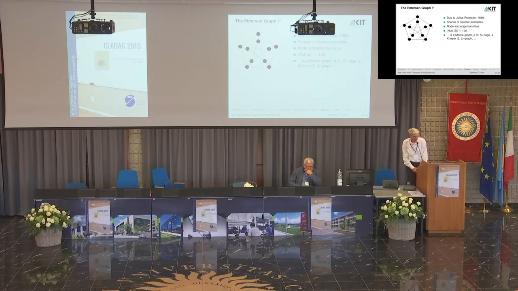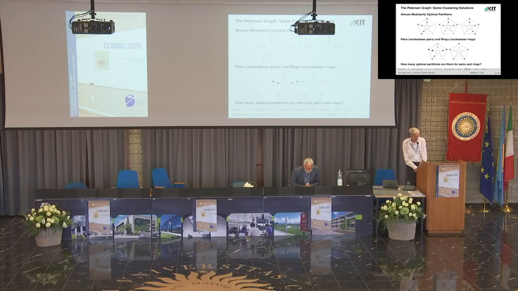My second toy example is the Petersen graph, and the whole point is that the Petersen graph can be clustered. Basically, we have analyzed three solutions: the almost modularity optimal partitions, the pairs and the nuclear-based ring solutions. The first one is not perfect, but that's an error in the algorithm. But the other two are derivable with the same algorithm, which just does a reweighting on how the modularity measure is computed. And now we can ask how many optimal partitions there are for pairs and rings.